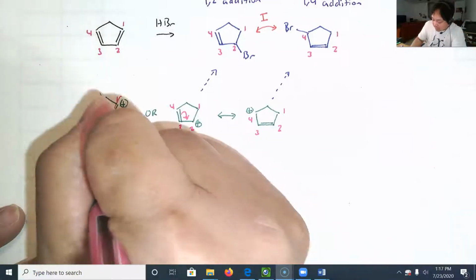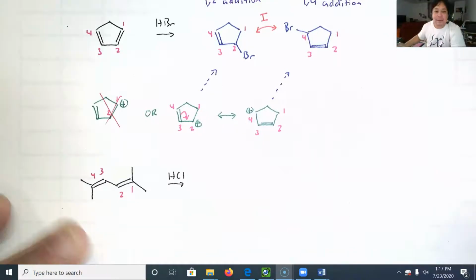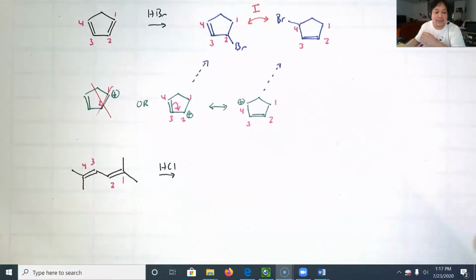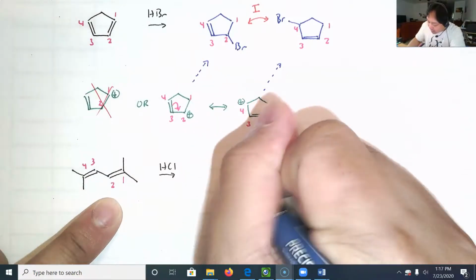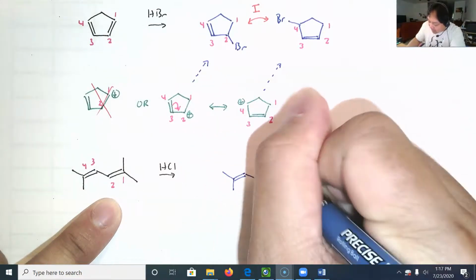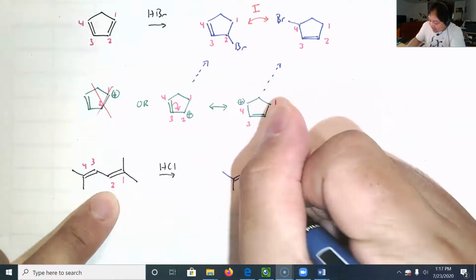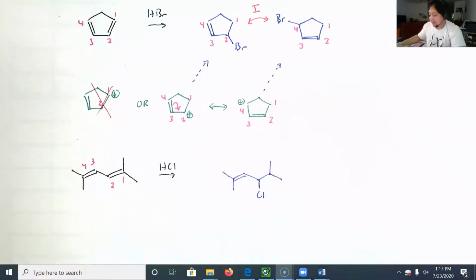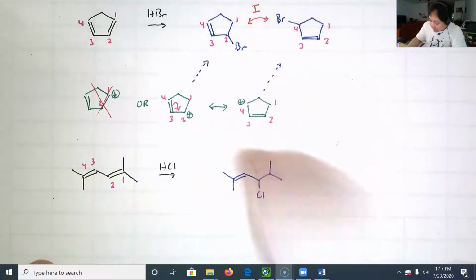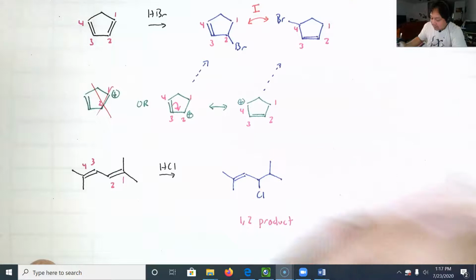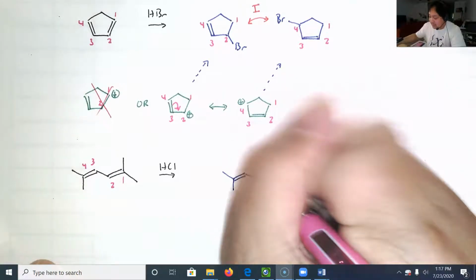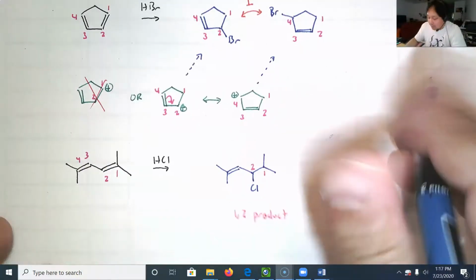1, 2, 3, 4. Have we done enough examples where you can see a pattern that you could quickly get to the product? Let me show you. 1-2 addition means I add a hydrogen on carbon number 1 and the halide on carbon number 2. Done. That is the 1-2 product. Do you see how fast you could do these? How do you get the 1-4 product?